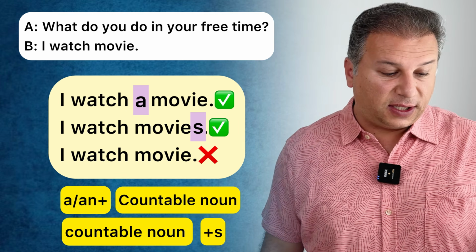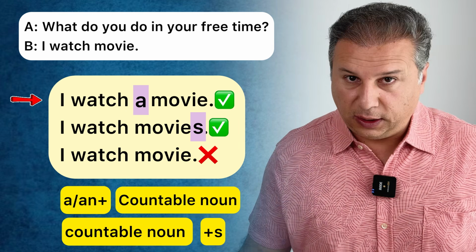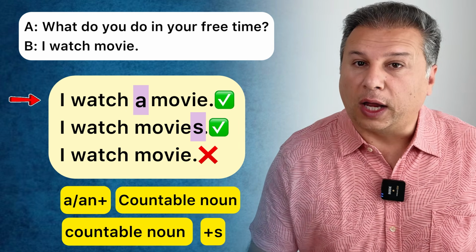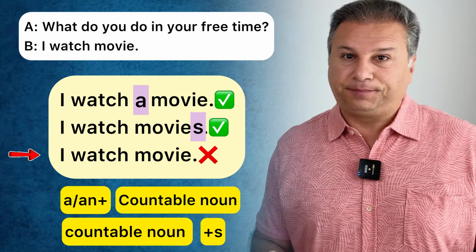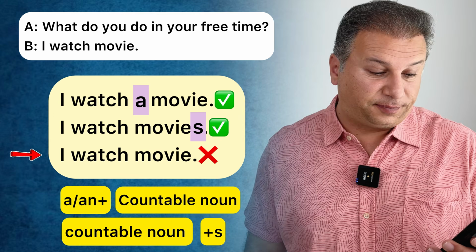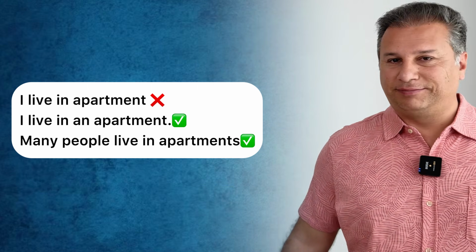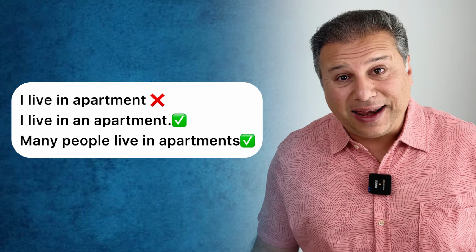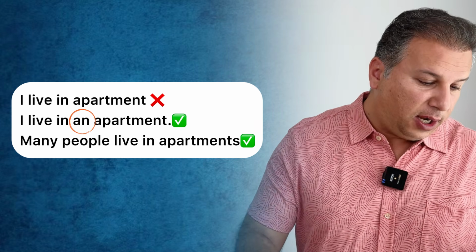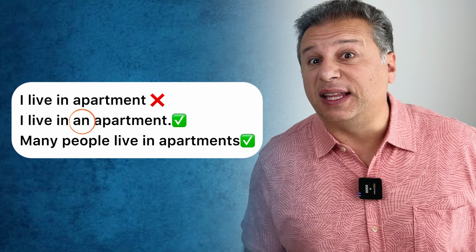So you can either say, "I watch a movie," correct. Or "I watch movies," correct. "I watch movie" is not correct, is not natural. Example, "I live in apartment." Apartment is countable. So, "I live in an apartment." Or many people live in apartments.